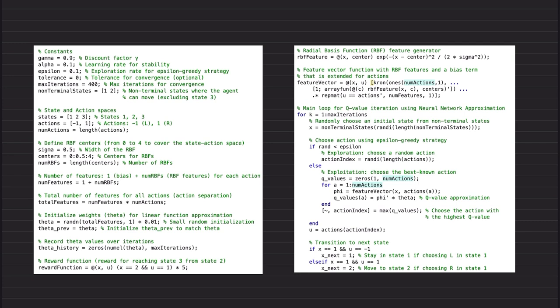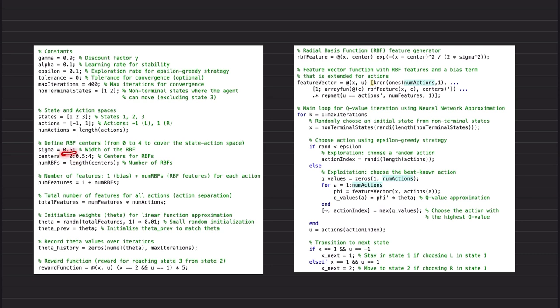When you are at the second state and decide to move right, since this will make you reach the terminal state, you get a reward, 5 points.